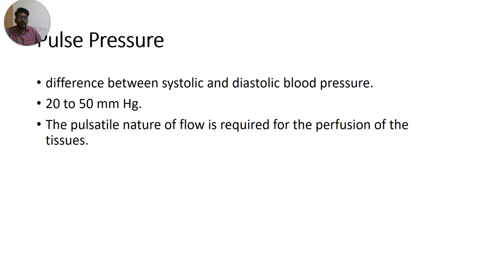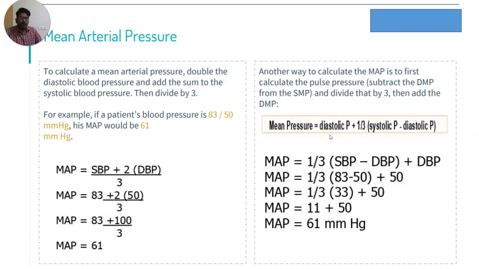Pulse pressure. The difference between the systolic and diastolic blood pressure is called pulse pressure. Pulse pressure is an important phenomenon because we need a pressure head difference, which is responsible for the flowing of blood through the arteries. Now, what do you mean by mean arterial blood pressure? Mean arterial blood pressure is nothing but the average of the blood pressure.